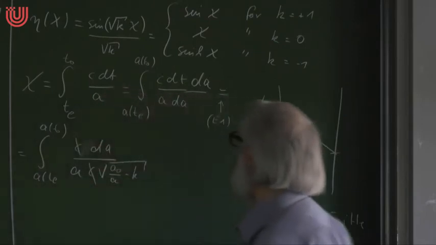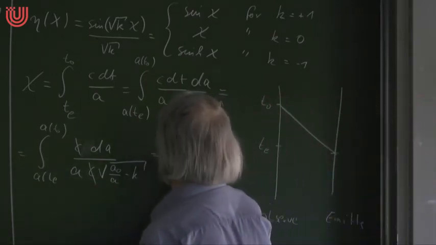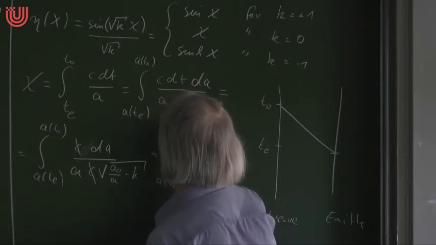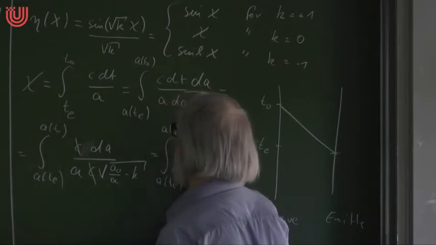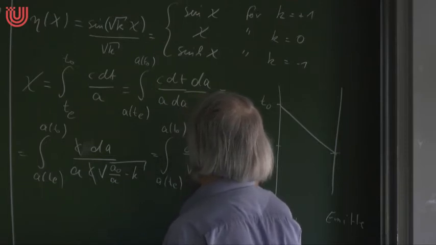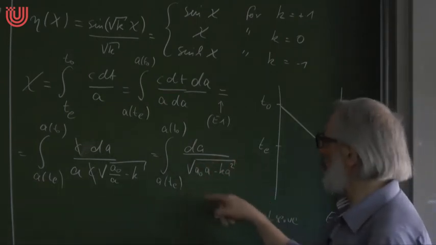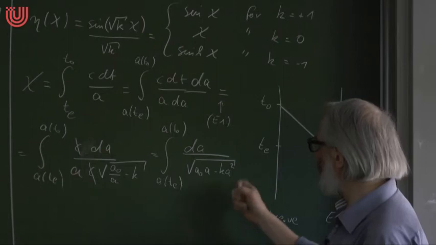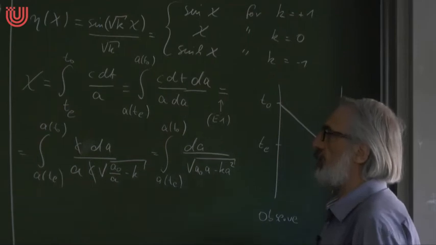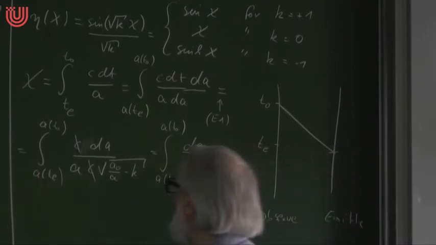The factors of c cancel, and I can pull the a under the square root, maybe then it's nicer. There's a bracket missing. From a of t_E to a of t_O, then I get the root of a naught a minus k a squared. And that's an elementary integral. If you have under a square root a quadratic expression, that's elementary. If you have a cubic term or a fourth order term, then it's an elliptic integral. If you have just something quadratic, then it's an elementary integral. So you can either solve it with a substitution, or you can look it up in Bronstein.